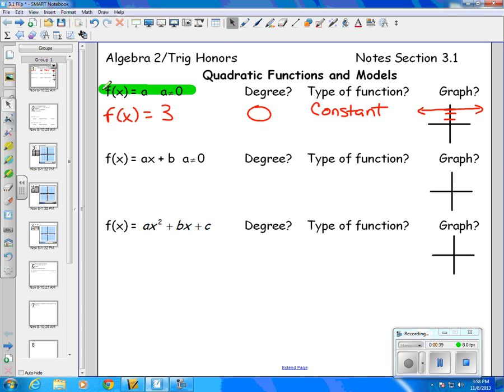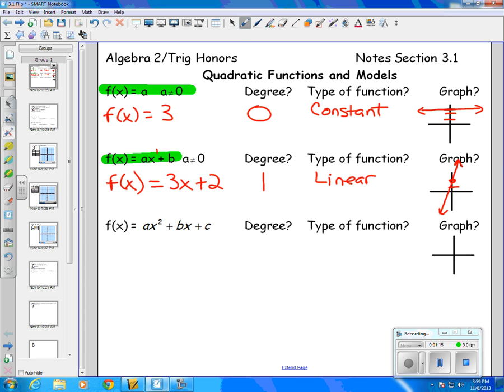For the next function, f of x equals ax plus b, that is a linear function. Again, if I go to my numerical example here, plugging in values for a and b, maybe I have something like 3x plus 2. So the graph of that, we'd have a y-intercept of 2, a slope of 3, so maybe it looks something like that. The degree of a linear function will be 1 because the exponent of that x is 1.